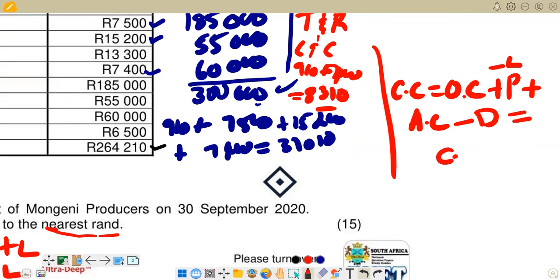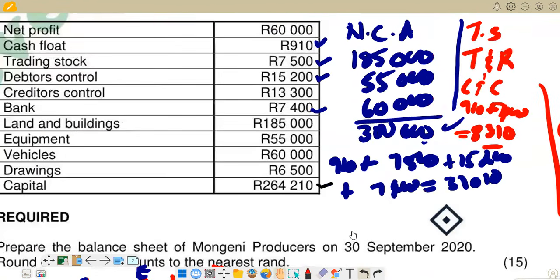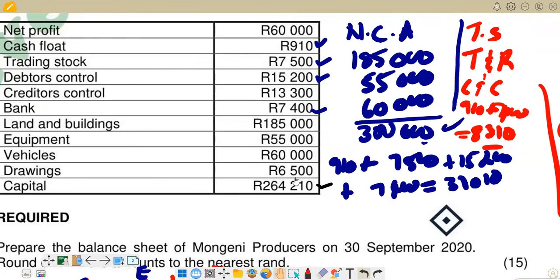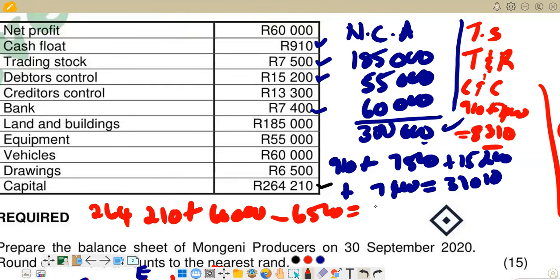That's the figure that we've indicated there. So we can go back again to the information that we are given in the question and try to see how we can find that figure. Here our opening capital is 264,210, and our drawings are 6,500, and then our profit for the year is given at the beginning as 60,000. So we say opening capital, we add profit, then we less drawings, then we get our figure for closing capital. Opening capital is 264,210. Then we add our profit, which is 60,000. Then we less our drawings, which is 6,500. When we calculate it, we are supposed to get 317,710. So this is the figure that we are going to input as capital there.